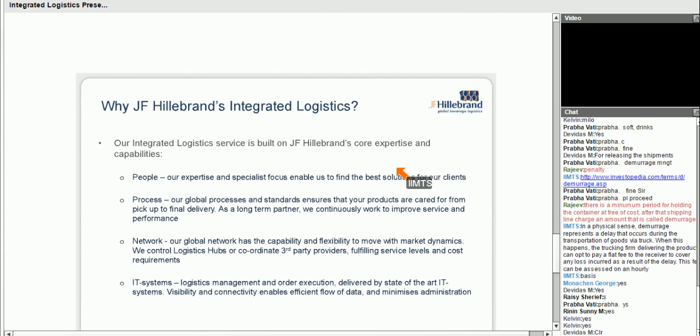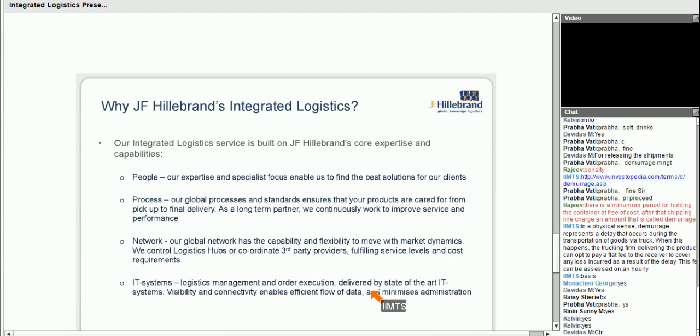Now this company tries to present the positive side of why customers or companies should use Hilbrand's integrated logistics system. Our integrated logistics service is built on JF Hilbert's core expertise and capabilities. That is, people: our expertise and specific focus enable us to find the best solution for our clients. Process: our global process and standards ensure that your products are cared for from pickup to final delivery. As a long-term partner, we continuously work to improve service and performance. Network: our global network has the capability and flexibility to move with the market dynamics. We control logistic hubs or coordinate third-party providers fulfilling service levels and cost requirements.